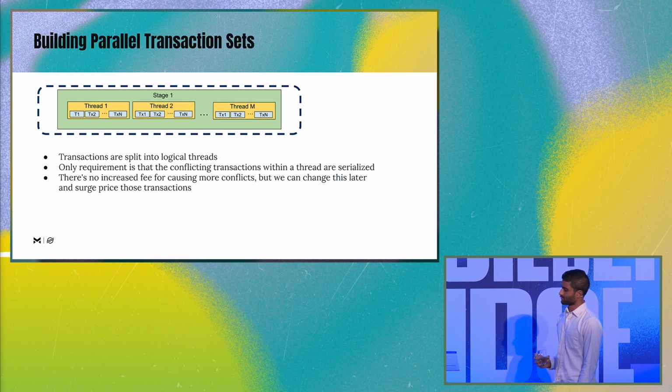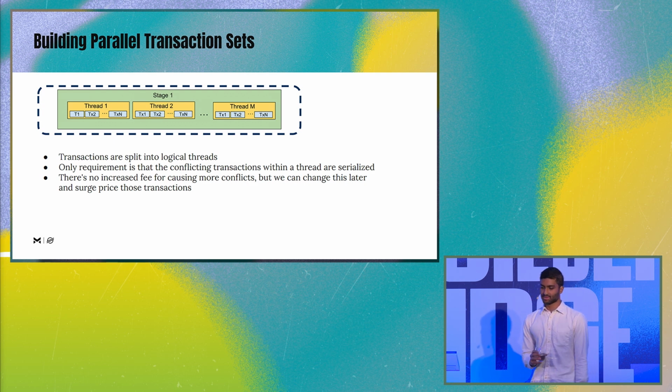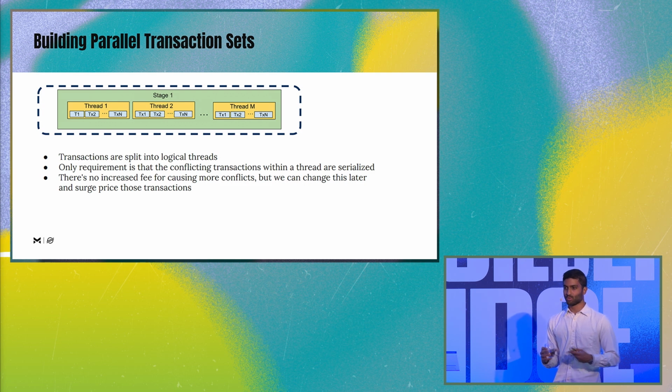Now, drilling down into what a stage actually looks like, the transactions are split into logical threads. But the only requirement at the protocol level is that conflicting transactions within a thread are not run in parallel. So in this image, imagine that none of the transactions in thread 1 conflict with each other. They could then be parallelized even more. If some of the transactions conflicted, you could identify which ones conflict, and let's call them conflict clusters, and run those clusters in parallel. So if you had additional cores on your machine, you could use this as an optimization.